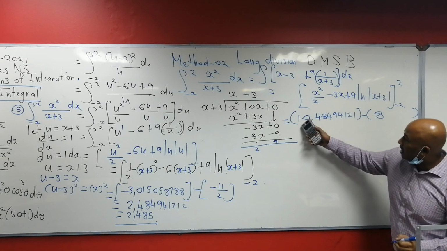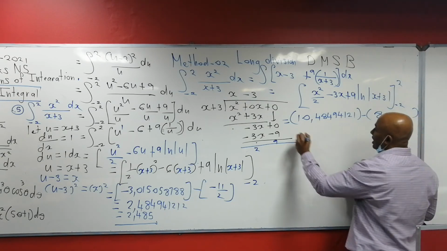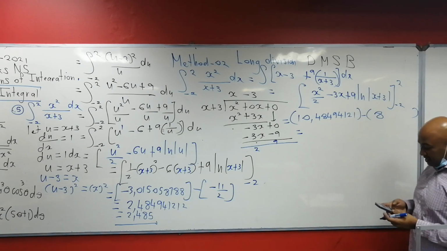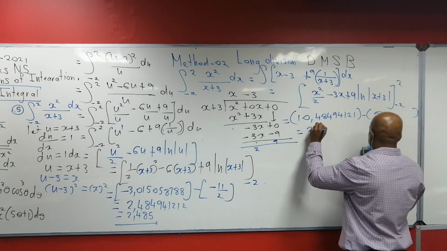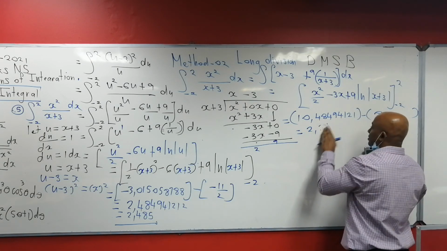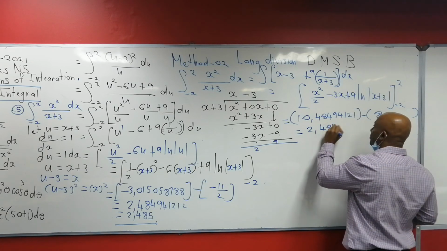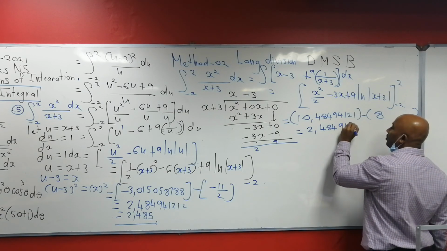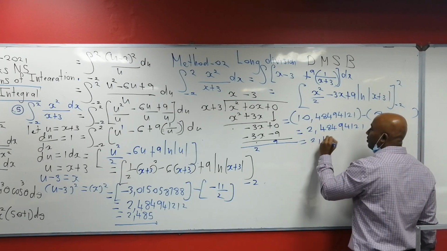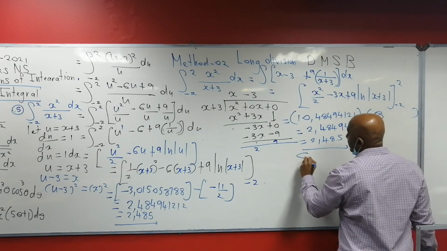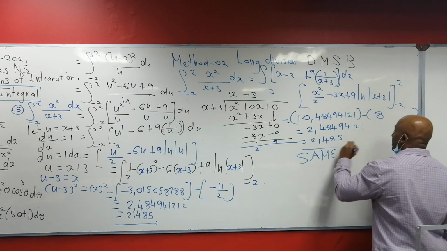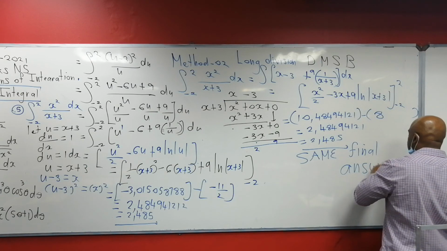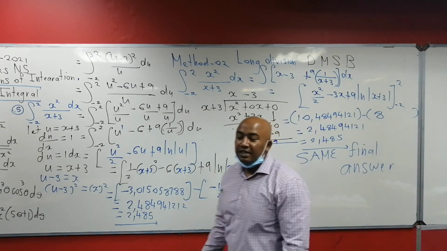You see that? When I substituted 2, I'm getting this answer. When I substitute minus 2, I'm getting 8. So this minus 8, basically you're just subtracting 10 minus 8, which is 2, and the rest there, .484941211, which is equal to 2.485. So you can see it's the same final answer. Same final answer, different technique.